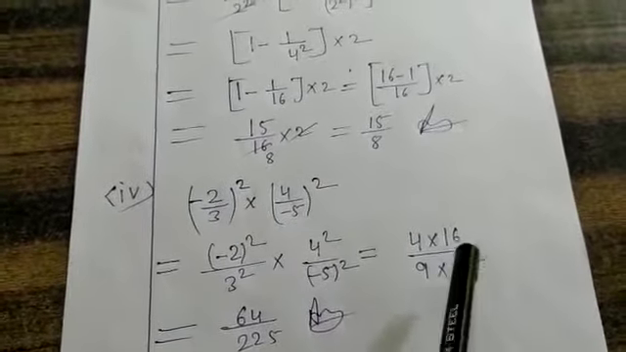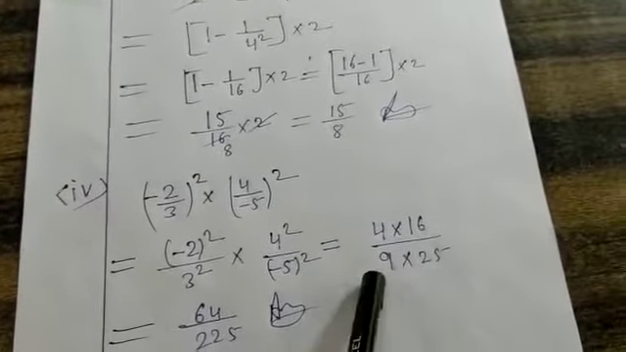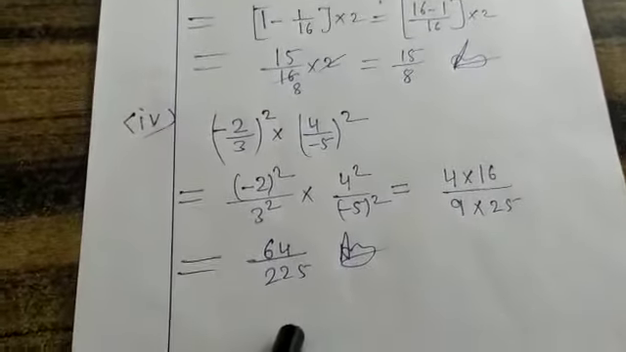Now just multiply numerator with numerator. So 16 4s are 64 and 25 9s are 225. So this is your answer.